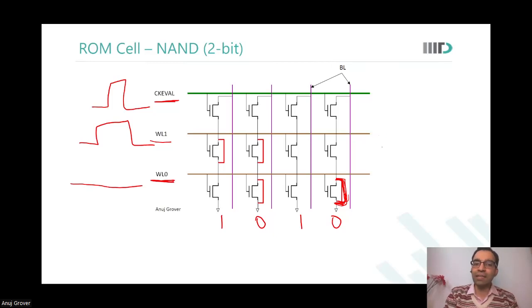So if I say that I am reading word line 1, I will keep word line 1 at 0. I will take word line 0 high, and then I will bring the clock in. So what do I read over here?